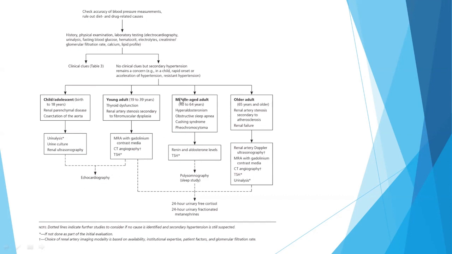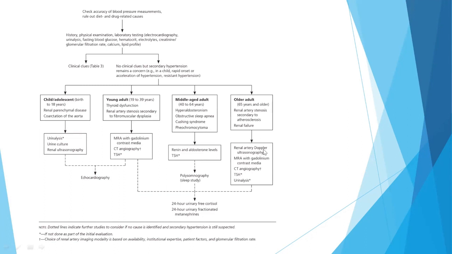if the cause is not found. Then in the middle-aged adult, 40 to 64 years, the differentials include hyperaldosteronism, obstructive sleep apnea, Cushing syndrome, and pheochromocytoma. Then we check the renin and aldosterone levels in the patient, and we also go for thyroid function testing. Polysomnography may be included if we cannot find the cause from this, and if we still cannot find any cause with CT or polysomnography, then we go for the 24-hour urinary free cortisol or 24-hour urinary fractionated metanephrines. In older adults, renal artery stenosis is one of the most common causes, along with renal failure.